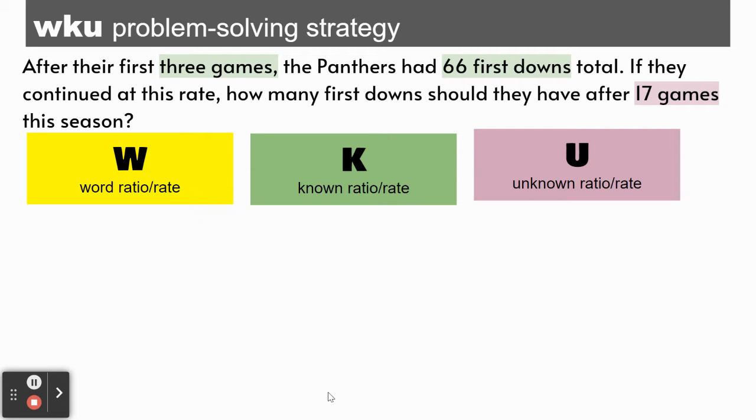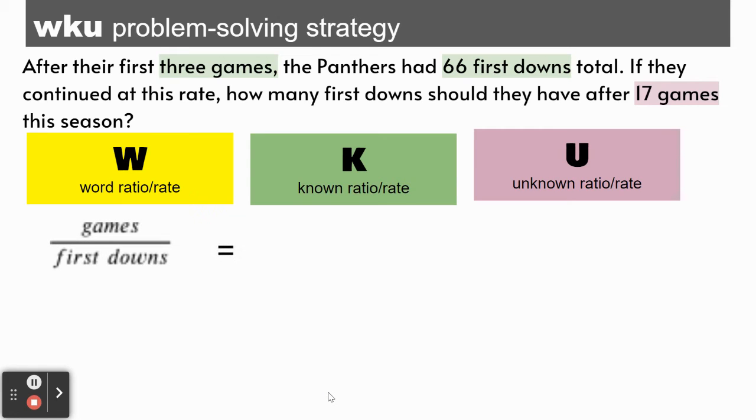So the first thing I want to do is I want to think about what are the words, right? What are the things that we're measuring or comparing? Are there units of measure? Are we just counting things? What's happening here? And I see that we have games and first downs. So when I set up my first ratio or rate, I'm going to have games on top and first downs on the bottom. Okay.